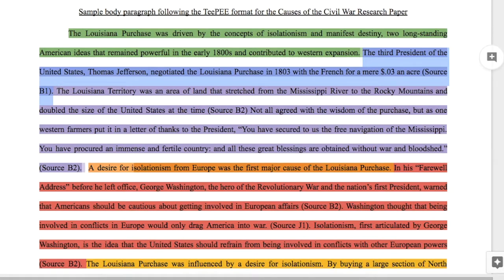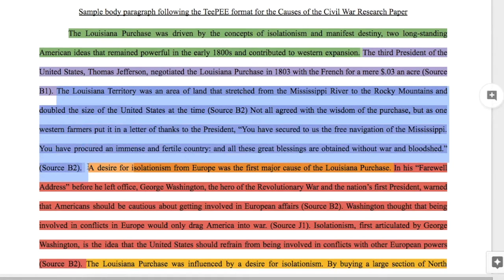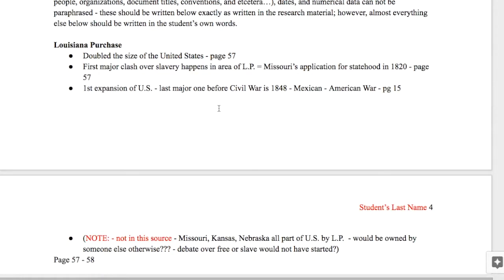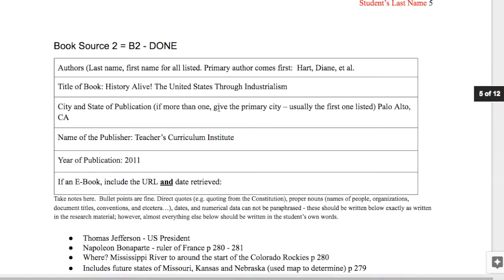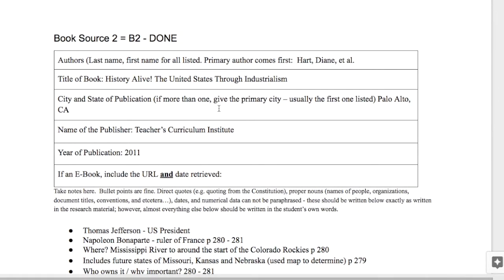Let's walk through another example. Here are the next 2 sentences. This came from another source, book source 2. So we'll go down to book source 2, which is your classroom textbook, the TCI textbook. In this case, the student actually used the actual in-class textbook. They didn't use the online version, so they didn't put the URL because they had the actual textbook in hand.